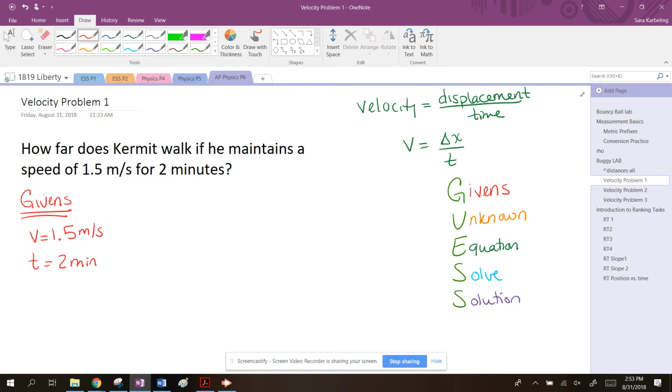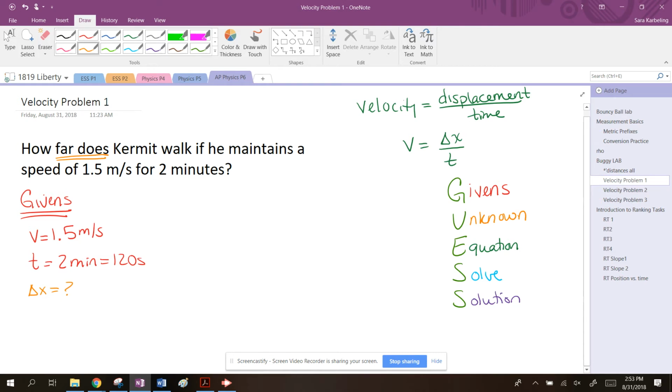So there's 60 seconds in 1 minute. So in 2 minutes, we'd have 120 seconds. Fantastic. All right. Those are the two givens we know. What's our unknown? What does it say? How far does he go? Yep. So we're going to have distance, delta x.